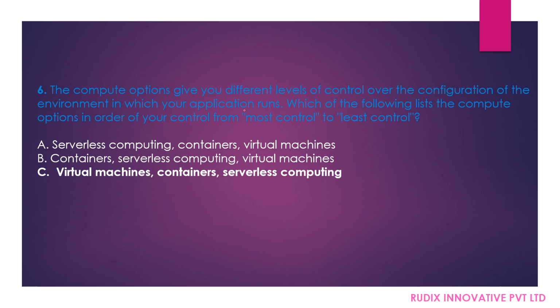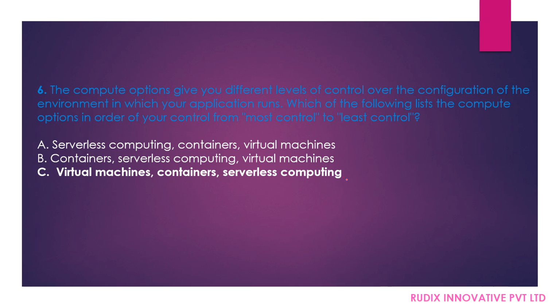The compute options give you different levels of control over the configuration of the environment in which your application runs. Which of the following lists the compute options in order of your control, from most control to least control? Option A, serverless computing, containers, virtual machines. Option B, containers, serverless computing, virtual machines. Option C, virtual machines, containers, serverless. So the question is about different levels of control over the configuration of the environment in which your application runs, from most control to least control. We have to choose one option.